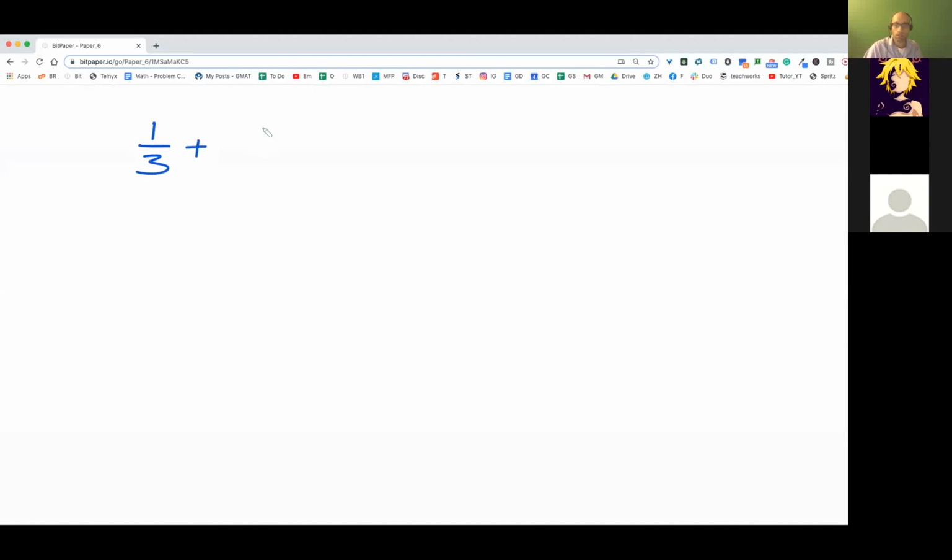1/3 plus 1/4, right? Very basic fractions, but we're going to use this in a variety of ways. Over here, this is the common denominator method. Of course, 3 times 4 is going to be your denominator, right? Then you multiply this by 4, so 1 times 4 is 4, and you multiply this by 3, so 1 times 3 is 3, and you get 7 over 12. Okay, so that's going to be your answer.